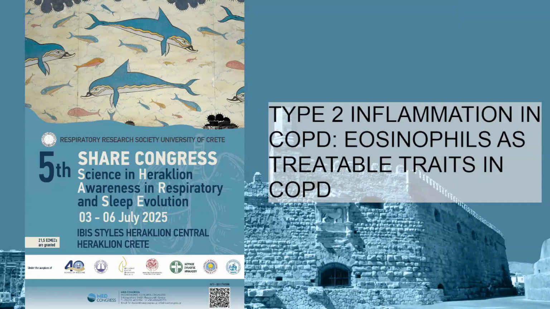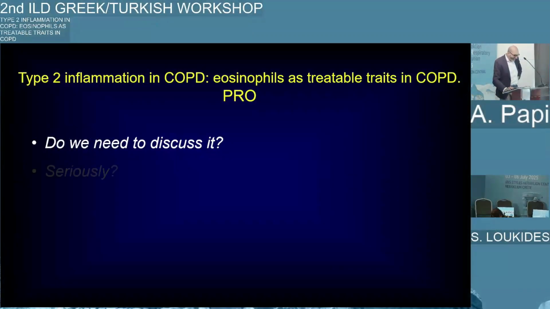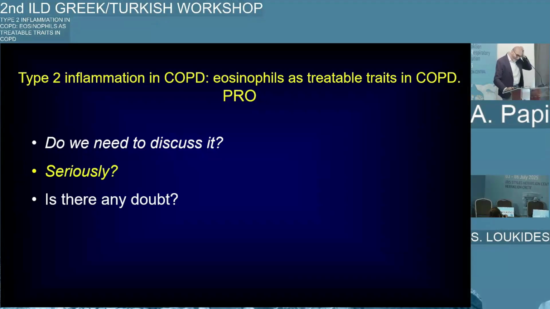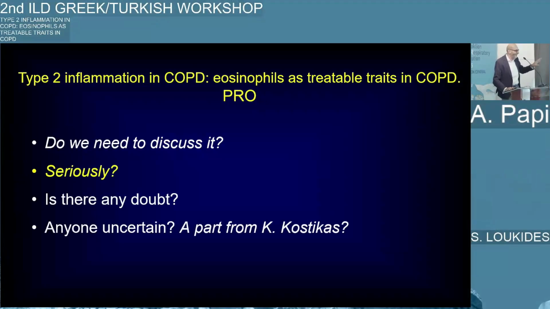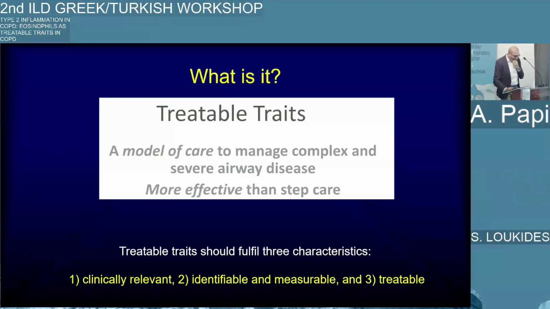I think it will be brief. To be honest, when I received the title of the discussion, I had doubts. I said, oh, maybe Katerina, that comes from the interstitial, she doesn't have... because my first comment was, well, do we really need to discuss it? Seriously, do we need to discuss it? But is there any doubt of the importance of eosinophils as a treatable trait, apart from Kostikas, who needs to do it as its role? So let's briefly do it, because as I said, I don't think there is much to discuss.